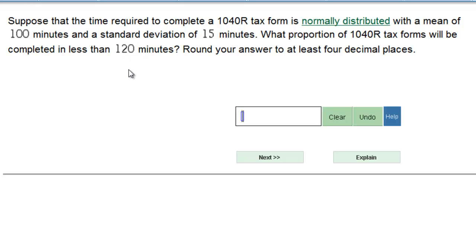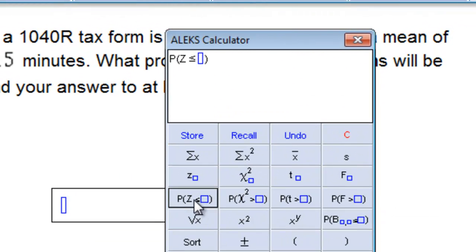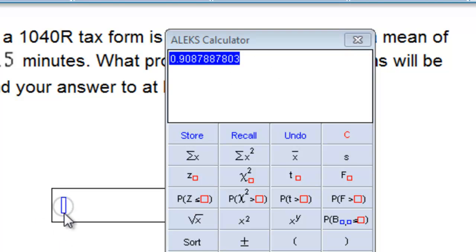So again, that's going to be shaded to the left because we're looking for less than 120. And our answer is going to be P of Z of 120 minus, I need parentheses, don't I? 120 minus 100, close the parenthesis, divided by 15, enter, is 90.87%, 0.9087, and we're done. So that's it.